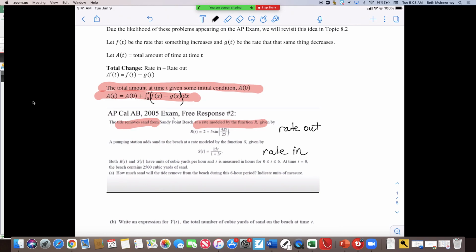So let's read that again. How much sand, so I don't want a rate, I want to know how much sand will the tide remove from the beach during this 6-hour period? So how do you go from a rate to just the amount? What calculus technique do we use? An integral, right? And I have it from 0 to 6. And which function represents removing the sand? R of t.